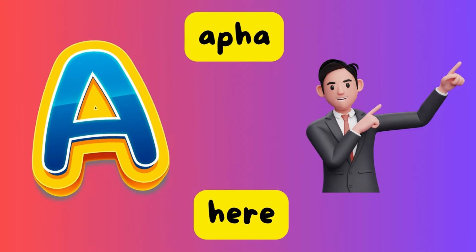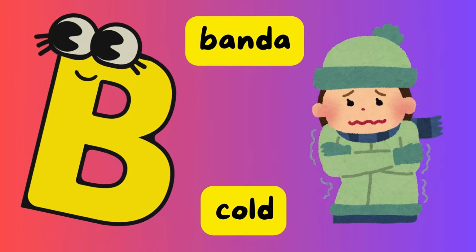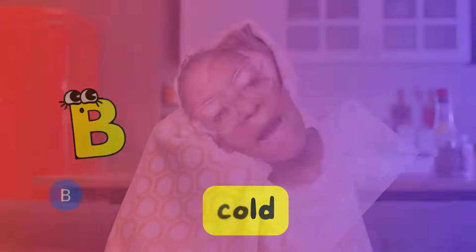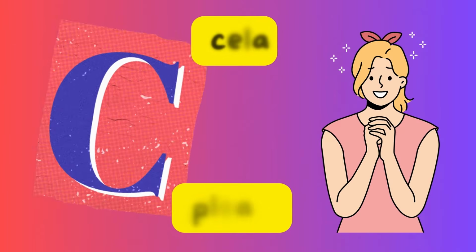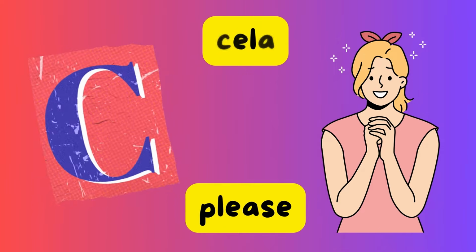A is for apa. Apa is here. Iza apa. Come here. B is for banda. Banda is cold. Kuyabanda. It is cold. C is for cela. Cela is please. Ndiyacela. Please.